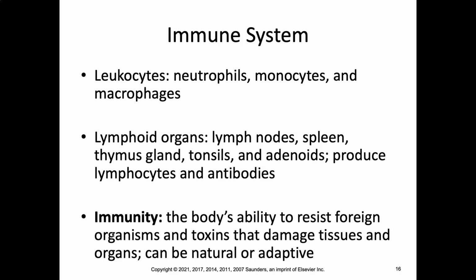Natural immunity is just for whatever reason you can fight it off. Adaptive is maybe you've been exposed to it in the past and your body has developed the immunity. So if you run into it again, it doesn't affect you. A good example might be measles. If you had measles as a child, the odds of you getting measles again as an adult is much less because you develop those antibodies against it. That's an example of adaptive immunity.